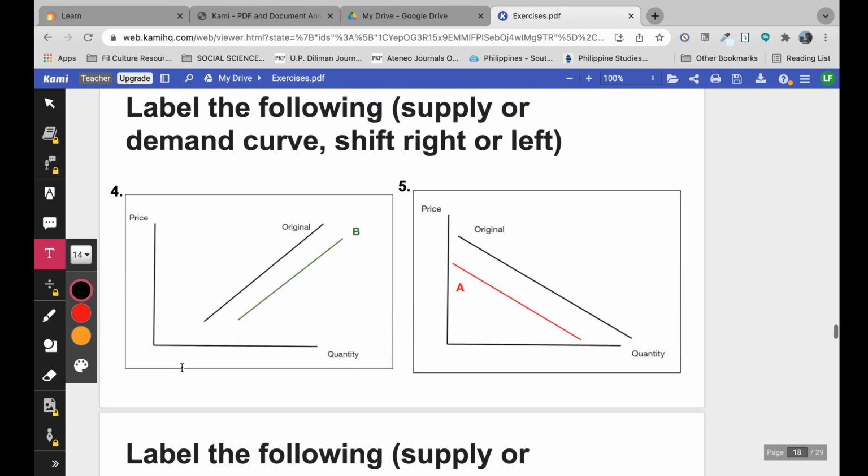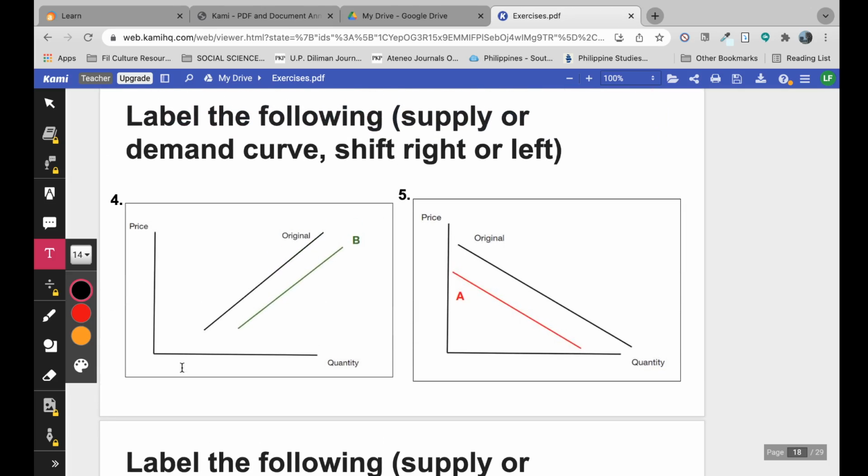Okay, heto. Tingnan natin. Let's try to label. So this is an identification type of question. You have two items here. Let's figure out if this shows demand or supply curves. And if it shows a shift to the right or shift to the left, and what do they mean? So I'm gonna give you 20 seconds to figure this out. Or pause the video again.